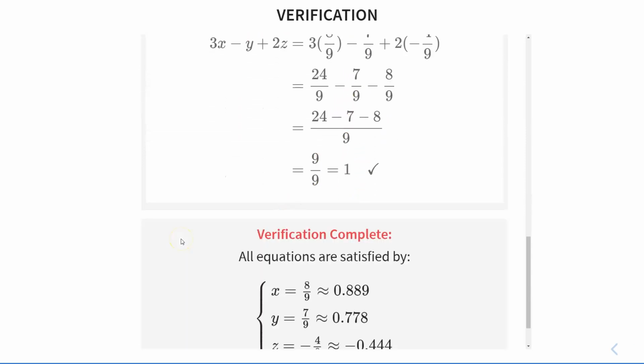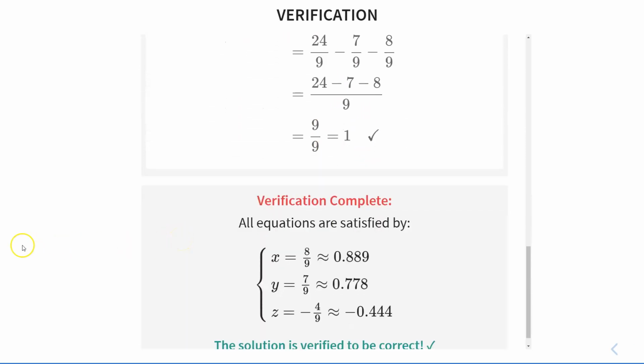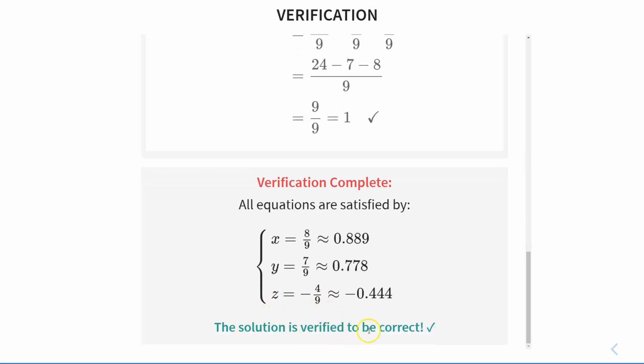So finally, verification is complete. All equations are satisfied by x equal to 8/9, y equal to 7/9, and z equal to -4/9. So that solution is verified to be correct, and the solution is x equal to 8/9, y equal to 7/9, and z equal to -4/9. That's it. Thank you.